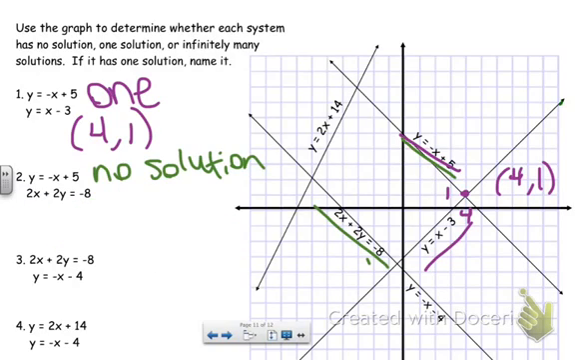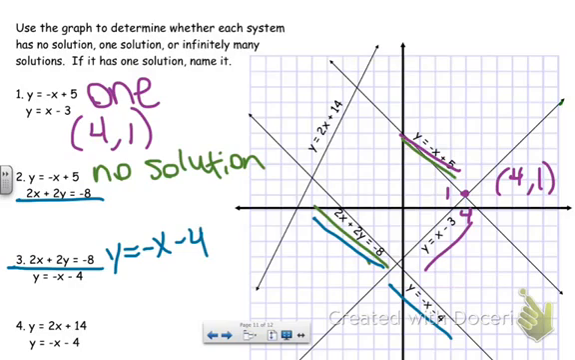For example 3, this time we have 2x plus 2y equals negative 8, this one right here, and y equals negative x minus 4. So actually, you can see that that's the same line, just two different ways of writing it. But to show you that they are actually the same algebraically, remember that this, when we solved for y, also became y equals negative x minus 4. So since it is the same line, that means it's going to have infinitely many solutions.